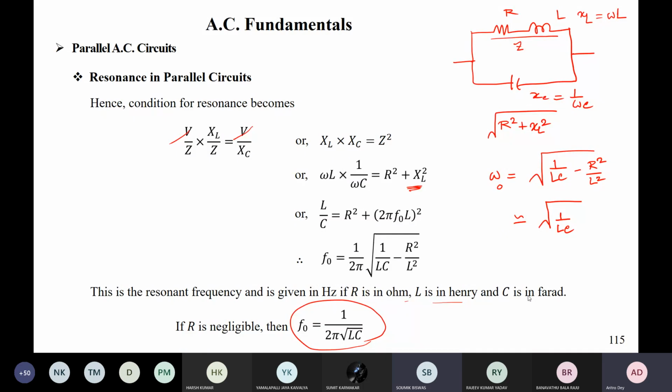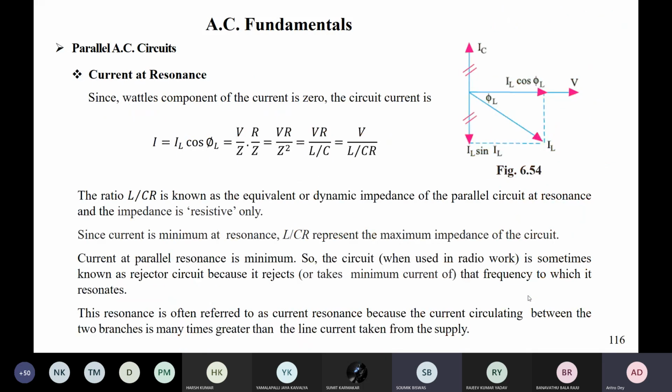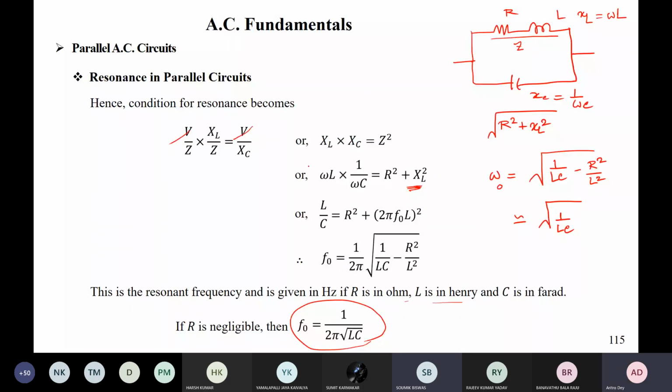And now let us move forward. So what is the expression of the current at parallel resonance, which is in phase with the voltage? So that is equal to IL cos phi L, isn't it? So now you know what your Z is, because IL is equal to V by Z, and cos phi is equal to R by Z, so this is VR by Z square. So what is the expression of Z? Z is equal to root over R square plus omega 0 square into L square.